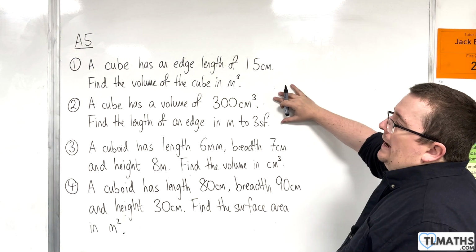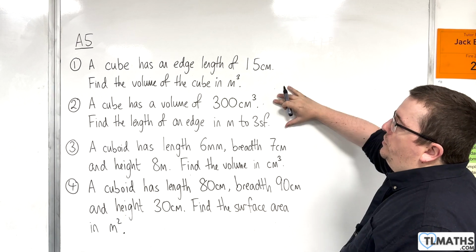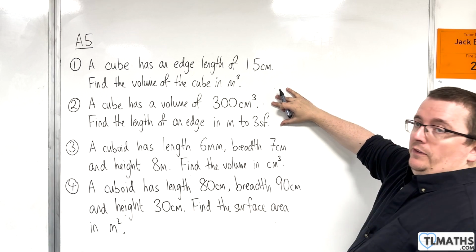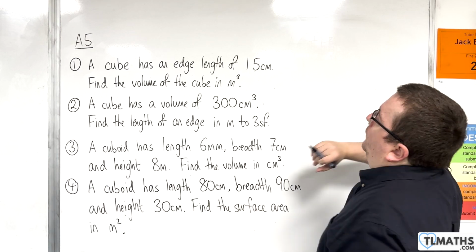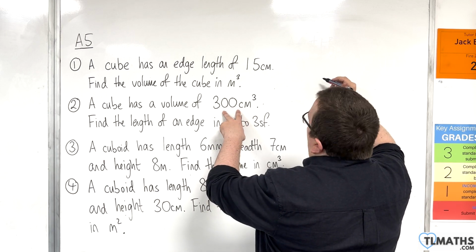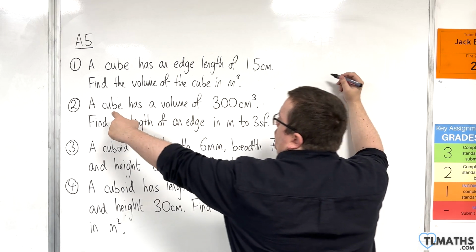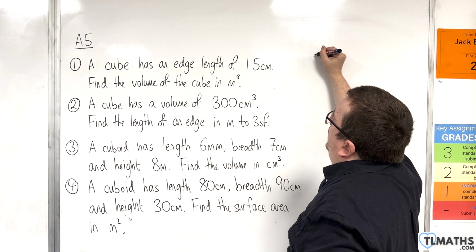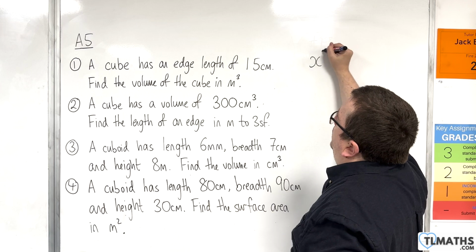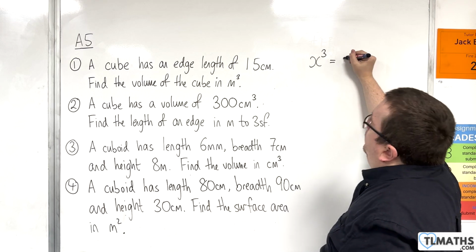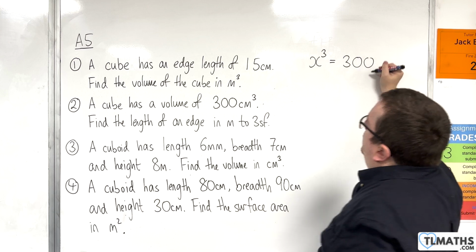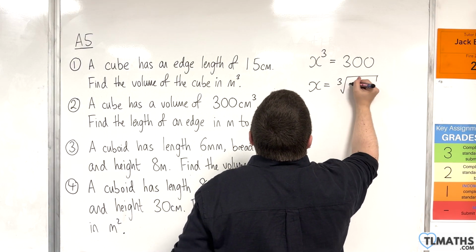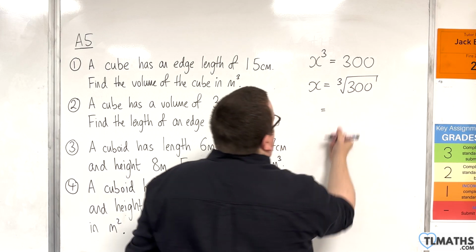So number 2, a cube has a volume of 300 cubic centimetres. Find the length of an edge in metres to 3 significant figures. So we know that the volume is 300. Now because it's a cube, all of the edges are the same length. So if we said that the length of an edge was x, then x times x times x must be 300. So x cubed is 300, so x is going to be the cube root of 300.